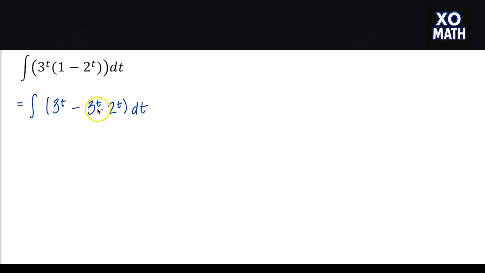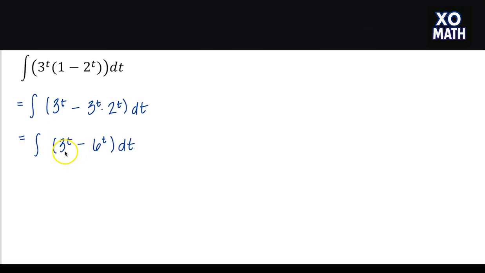Now here, 3 to the t times 2 to the t, since they're both raised to the same exponent, I can multiply their bases together. So what I have is the integral of 3 to the t minus 6 to the t dt. So now I have these two terms that are subtracted. I can find the antiderivative of each one separately.